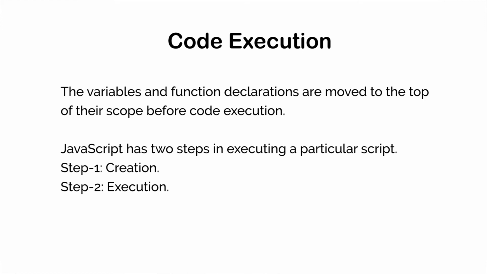Basically, JavaScript has two steps in executing a particular script. The first step is creation, and the second step is the execution of the code. In the first step, JavaScript analyzes all the code and allocates the memory space for variables and functions. All the variables are assigned a value of undefined when declared first.